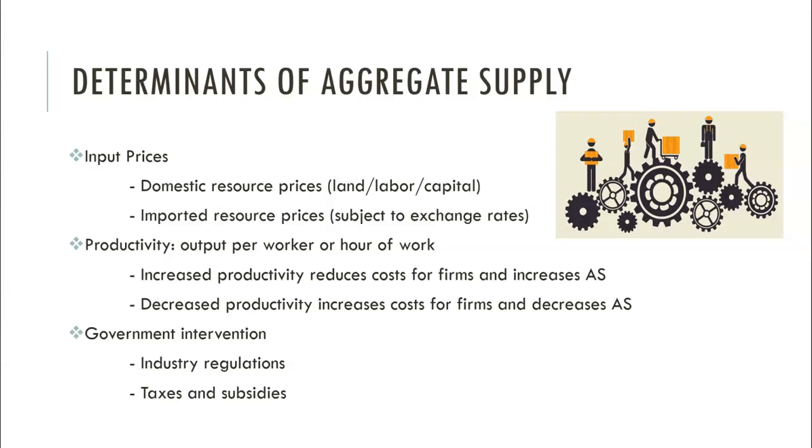Taxes. More taxes means less supply. Right? Less taxes, more supply. They move in opposite directions. A subsidy is the opposite of a tax. So a tax is when the government takes money from companies. A subsidy is when the government gives companies money. And so if the government is subsidizing firms, subsidizing production, that's going to increase aggregate supply.